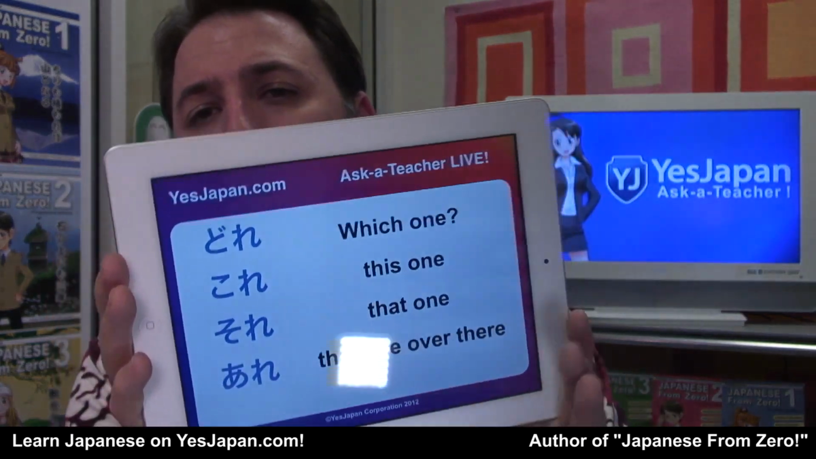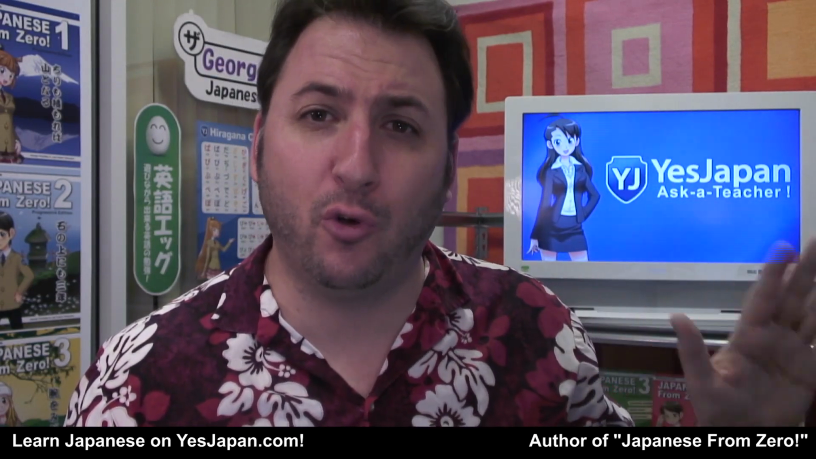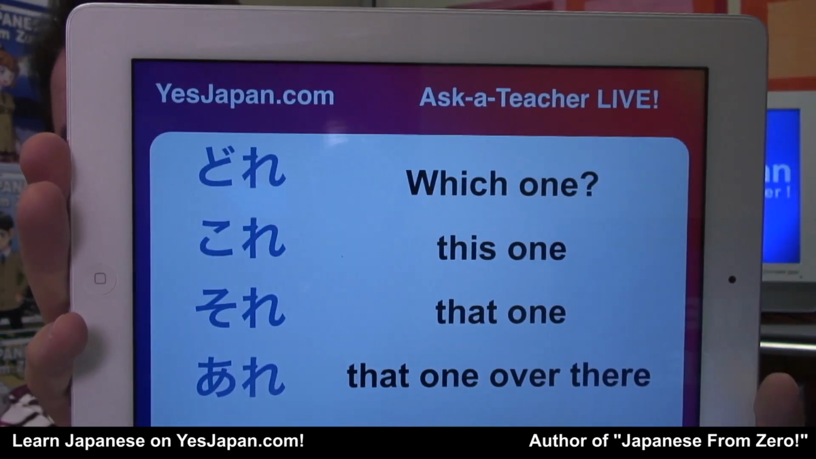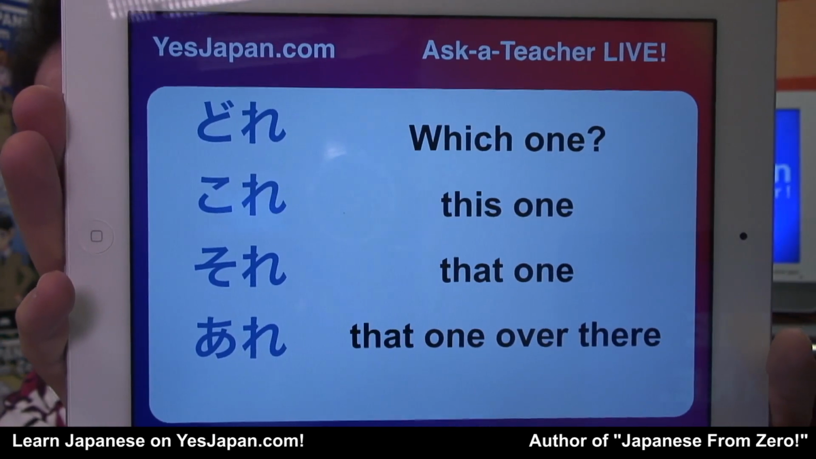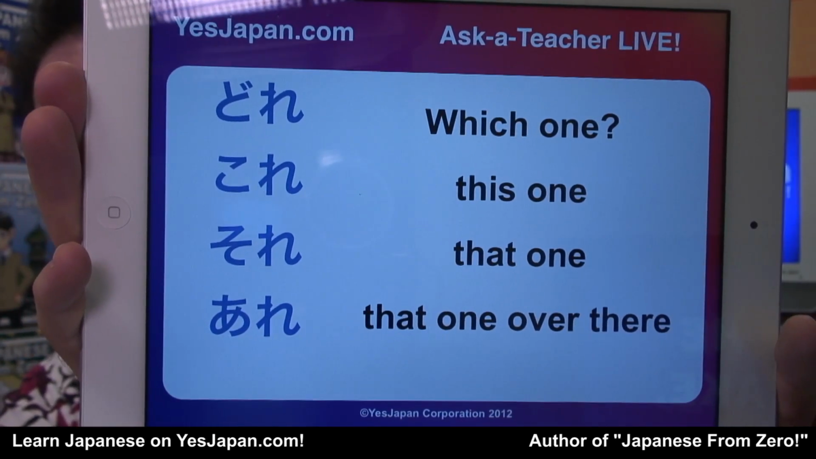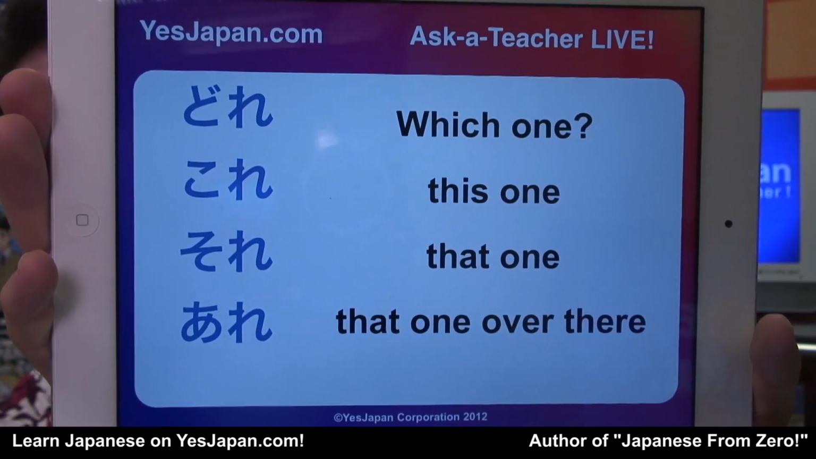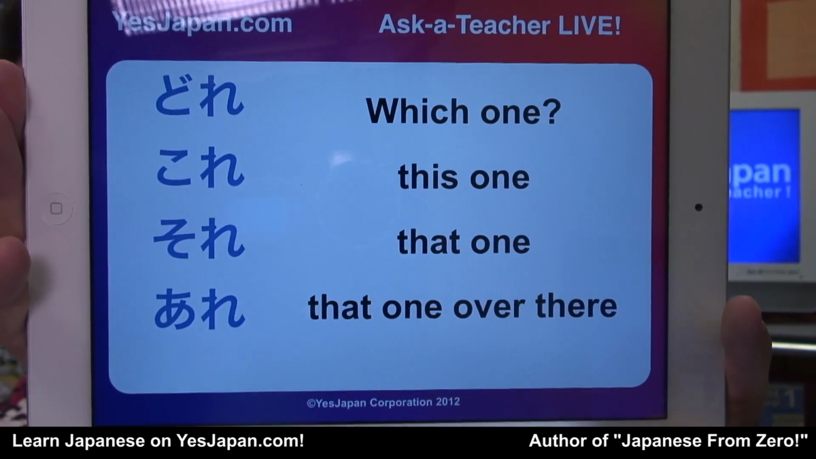First of all, let's look at the first group. And by the way, these type of words are called ko-so-a-do words. This is a ko-so-a-do word group. And even Japanese children, when they learn these words, they're called ko-so-a-do words. The first group that we're talking about is what we call the DORE group, or the which one group. And you have dore, kore, sore, and are. And they respectively mean which one, this one, that one, and that one over there.